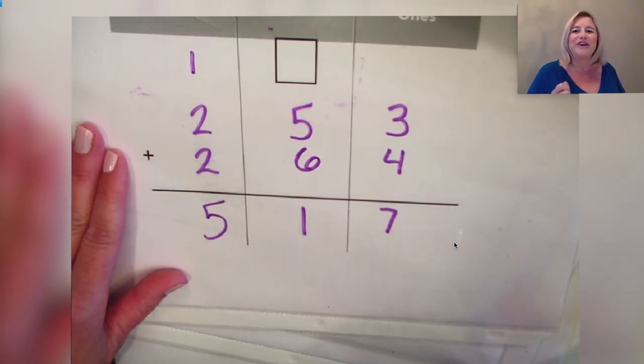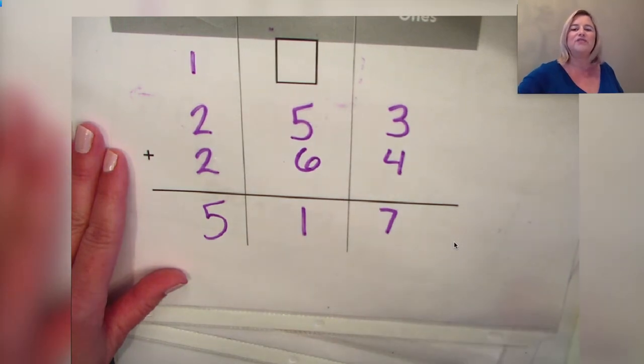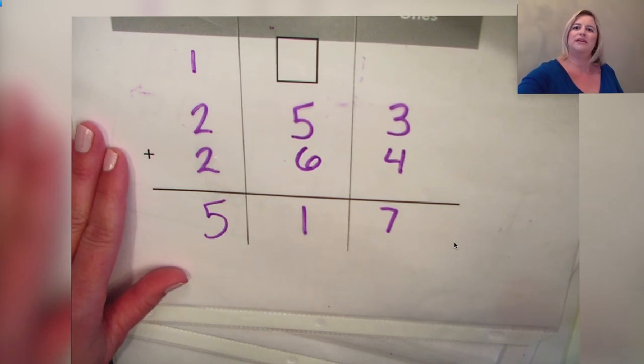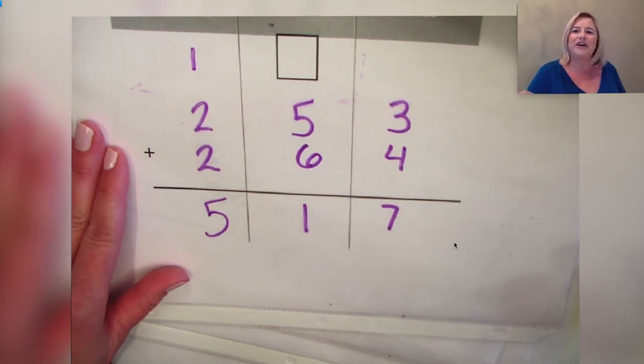You're working very, very hard. Give yourself a big tiger roar like this, roar, to show what a ferocious mathematician you are. Go ahead and roar. Oh, I got a little scared there. You're a ferocious mathematician.